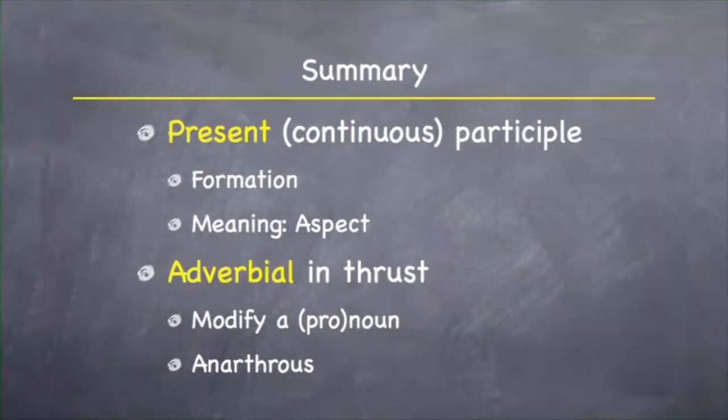That's it for the chapter, so let's summarize what we've learned. We've learned the present or continuous participle. The continuous participle is formed with a present tense form of the verb, a connecting vowel, an active or a middle passive participle morpheme, and the appropriate case endings. In terms of its meaning, the present participle is always continuous. In this chapter, we're going to be seeing participles that are adverbial in their thrust. They're still going to modify a noun or a pronoun.